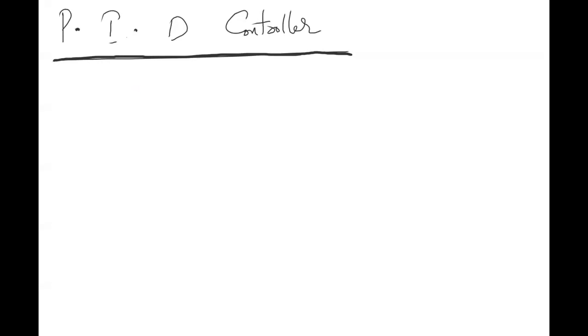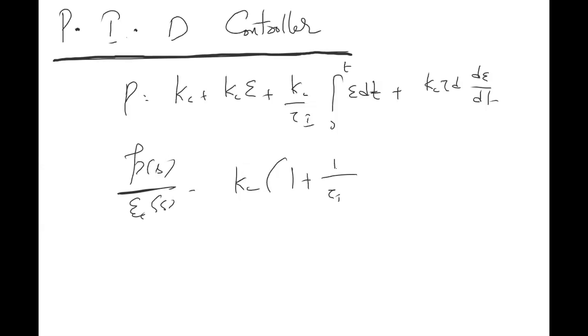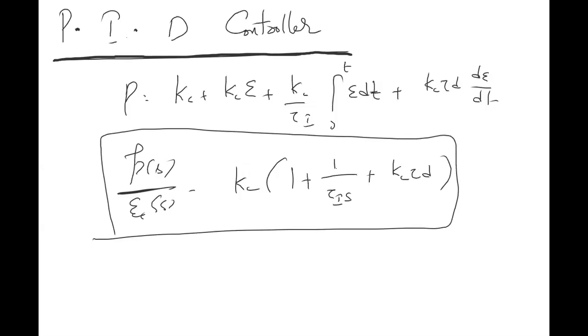Now what is the PID controller? P equal to Kc plus Kc into E plus Kc by tau I integral from 0 to T of E dt plus Kc into tau D into dE by dt. So what is the transfer function? P of S by E of S equals Kc into 1 plus 1 by tau I S plus tau D S. This is the transfer function. So when you need integral and derivative both, you can use the PID controller.